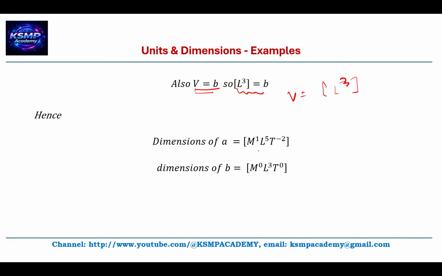So with this knowledge we can write the dimension of A is ML5 T minus 2 and the dimension of B is L cube only. So with the principle of homogeneity we can find the dimensions also, which is clear with this example.